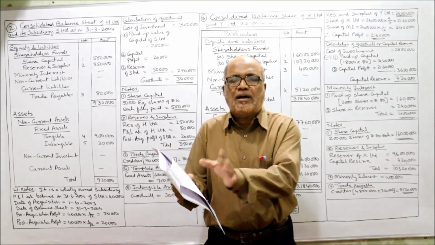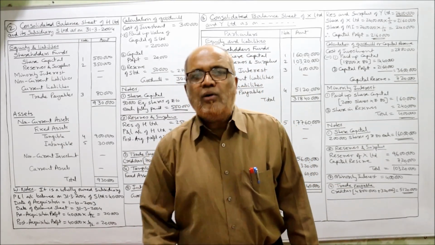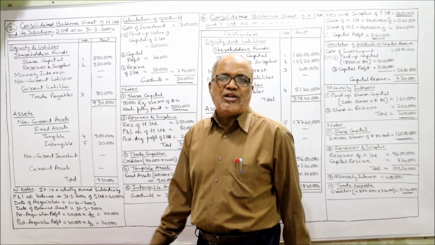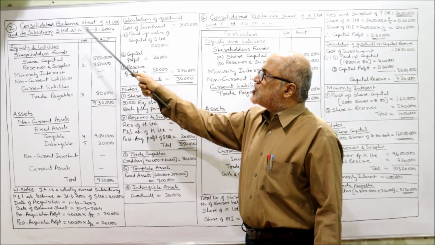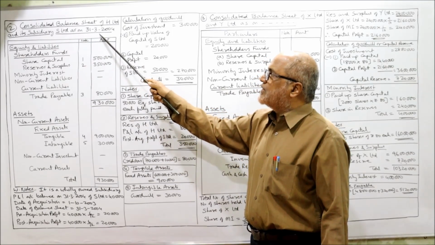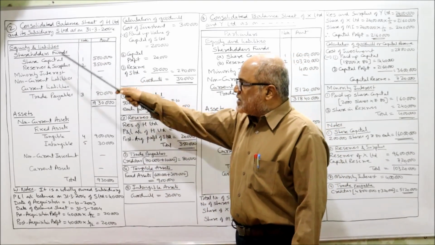So I have explained the complete problem. Now the solution: the consolidated balance sheet will be as follows. Consolidated balance sheet of H Limited and its subsidiary S Limited on 31st March 2004. Now this is the blank balance sheet.